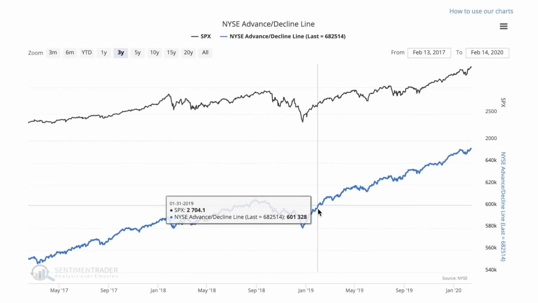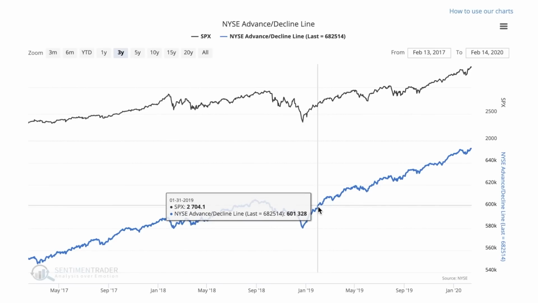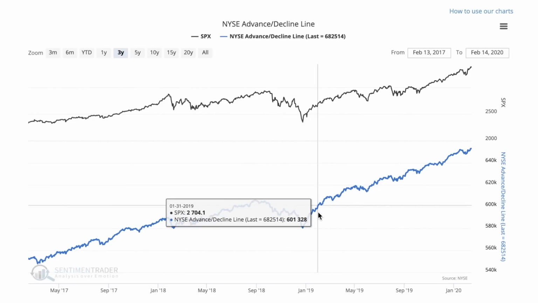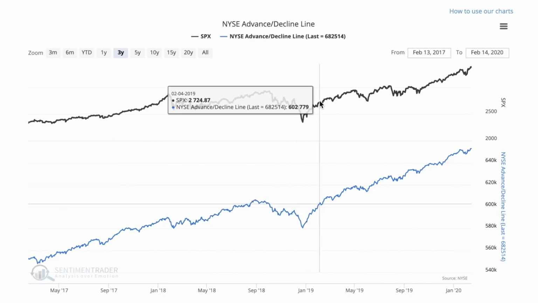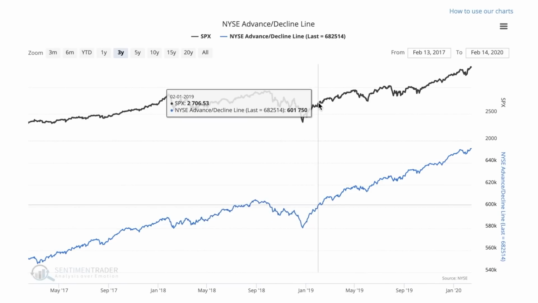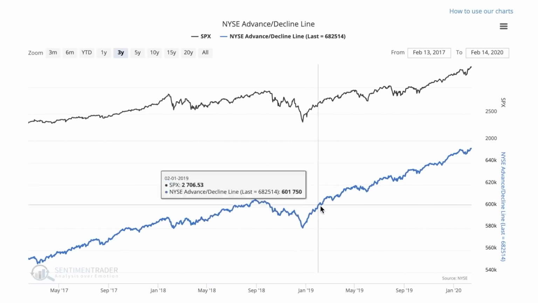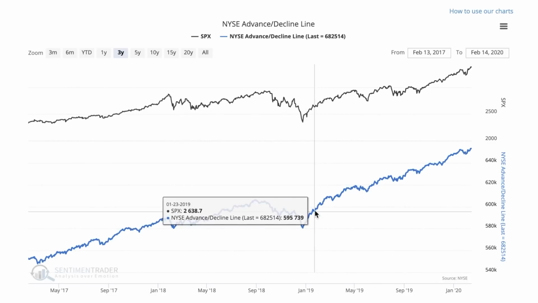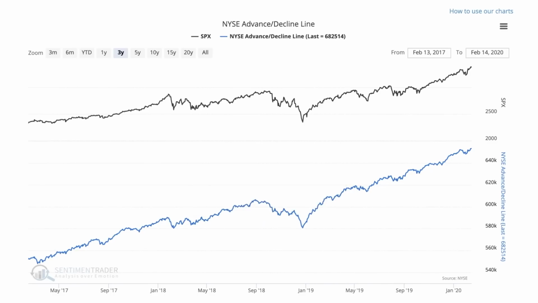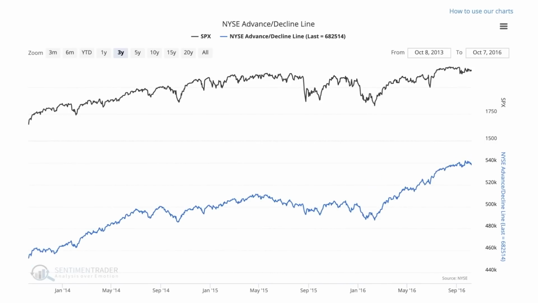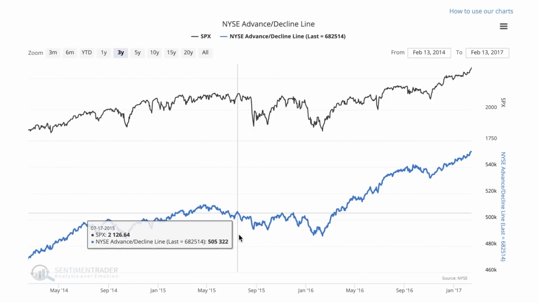You can see, look at where the advanced decline line is right there towards the end of January of 2019. Well, the advanced decline line has taken out those highs you can see right here, but the price hasn't yet. So that's quite similar to what we have today in the sense that price has not yet taken out the highs, but the advanced decline line is showing that there is enough strength in the market to potentially push it higher. Now let's move back to 2015 because that's also very interesting.